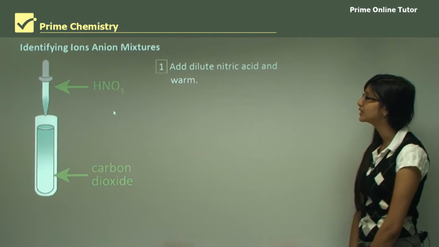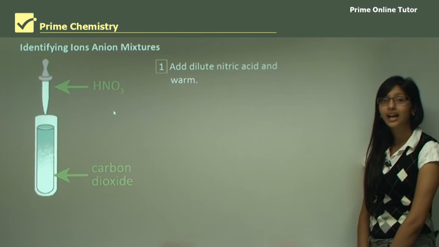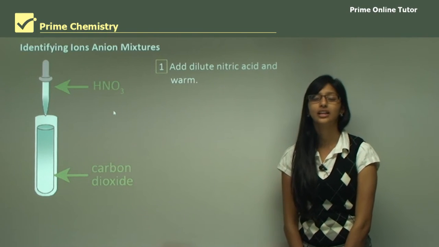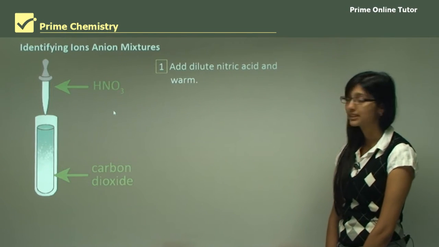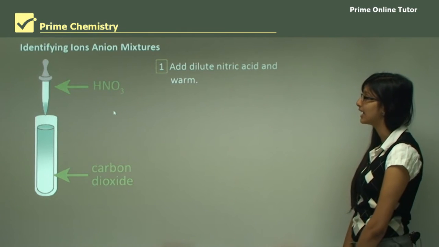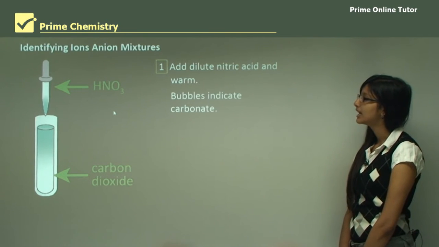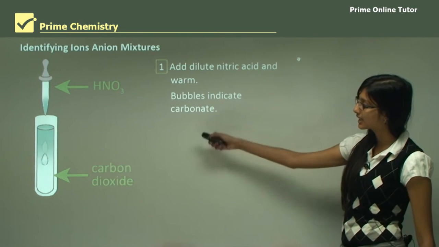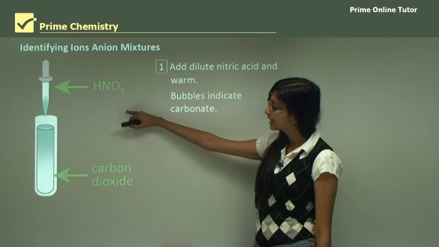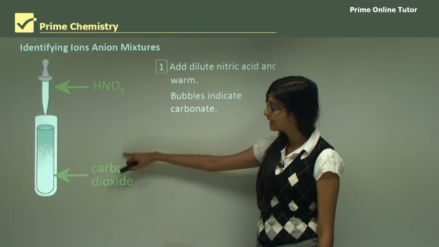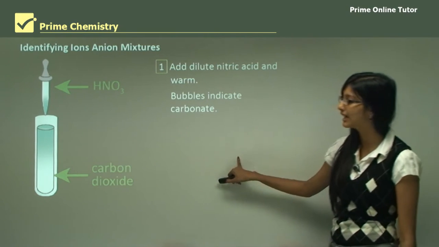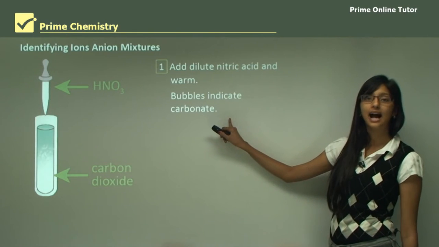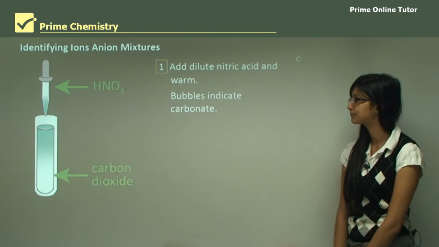In step 1 you should add nitric acid, and you should also put your solution in a water bath to keep it warm. So the first step is to add dilute nitric acid. And what happens if you do that? If you add dilute nitric acid, bubbles should form. As you can see in this animation, you add nitric acid and then there should be bubbles, and that indicates that carbon dioxide is present and also indicates that carbonate ions are present in your solution.